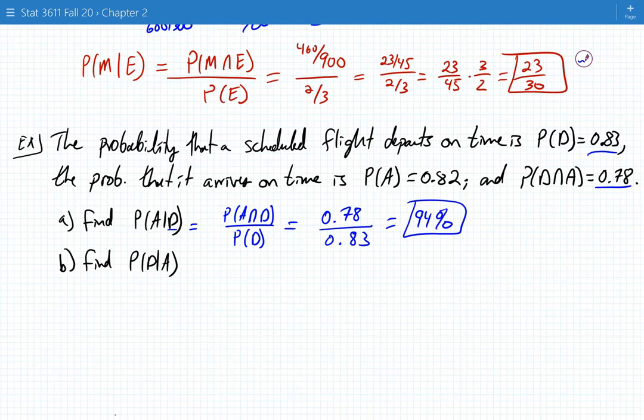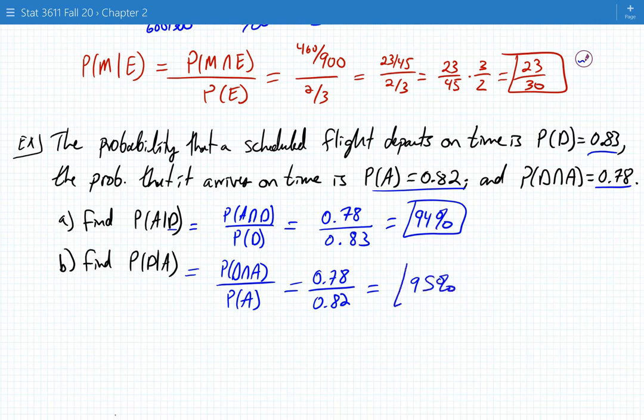Does the order matter here? Is the probability that it departs on time, given that it arrives on time, different? Well, I would say yeah. Right? The intersection is the same. D intersect A and A intersect D, that's the same region. But we're dividing now by a different probability. We're dividing by the probability that it arrived on time. So this denominator is going to change to 0.82. The probability that it arrived on time is 0.82. And so then this is equal to 95% if you run that through a calculator.